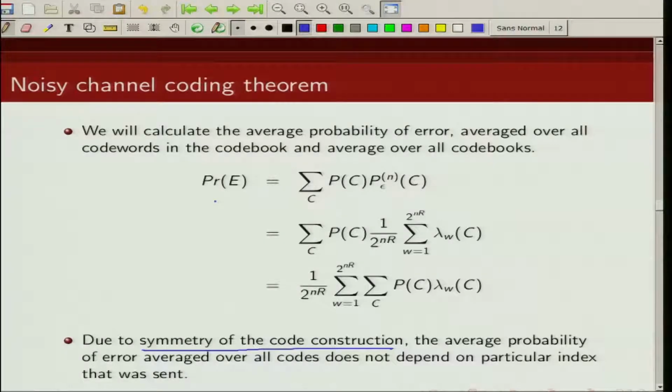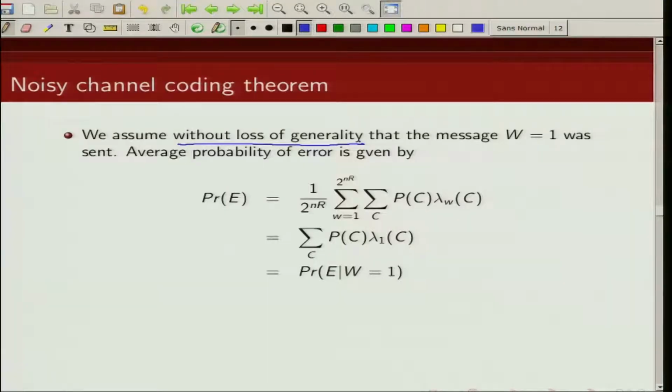Now what does that mean? It means that we can calculate our probability of error given a particular index has been sent. Since the probability of error does not depend on what index has been sent, we can calculate it assuming a particular index was sent, and that is what we are going to do. So without loss of generality, we will assume that, let us say, the first index was sent, and we are going to calculate the probability of error given the first index was sent.